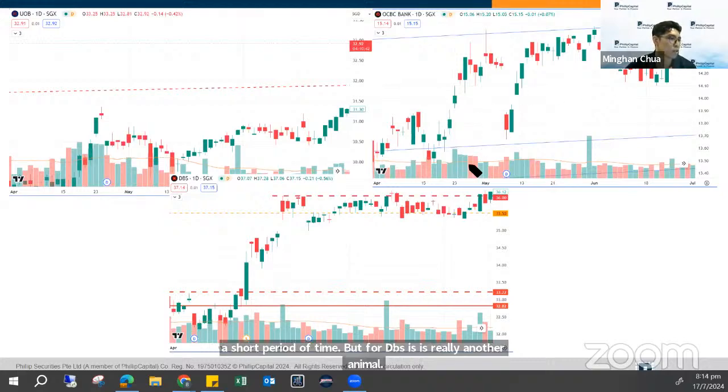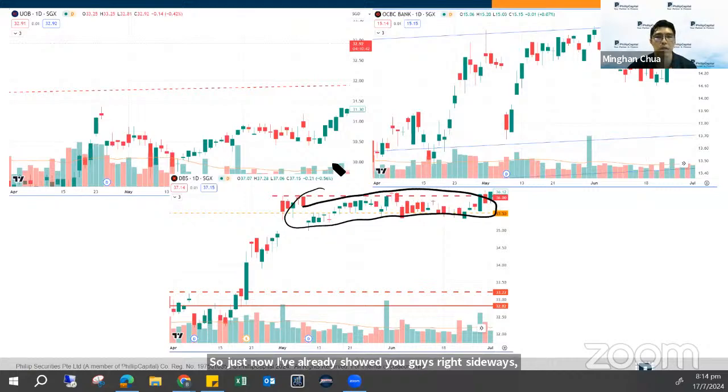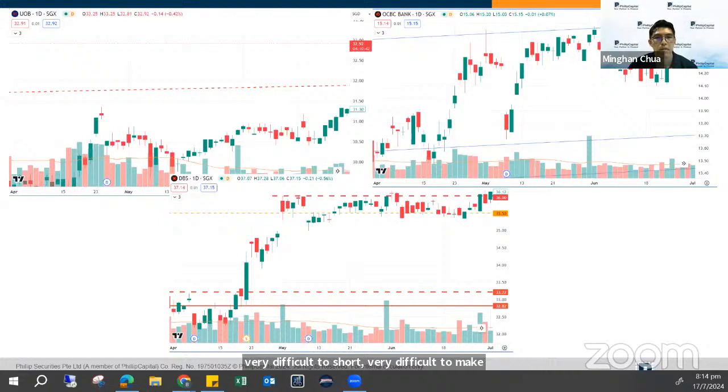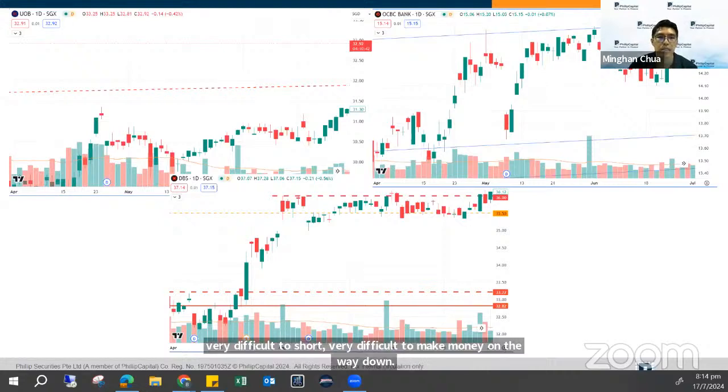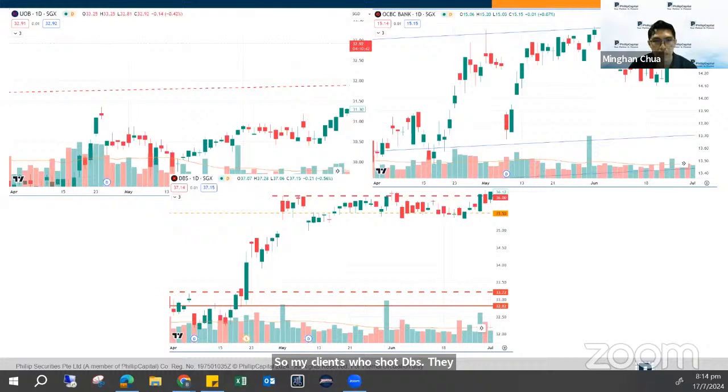So just now I've already showed you, right? It consolidates sideways. Very difficult to short, very difficult to make money on the way down. So my clients who short DBS fall into two different categories. They got out with a small loss, or they were stopped out during July's boom.